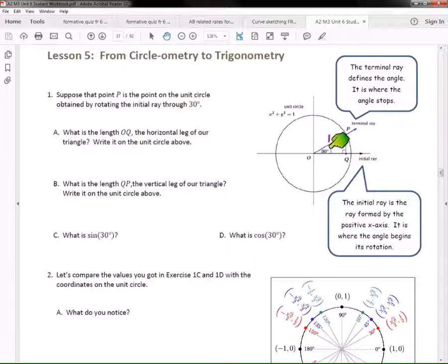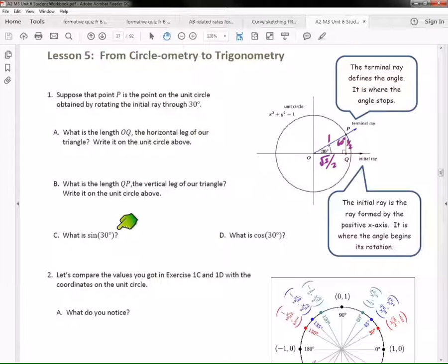What is the 30-degree side on a 30, 60, 90-degree triangle? What is the measure of it? Root 3 over 2. And what is the measure of the vertical leg? 1/2. Boom, you just answered both of these questions.